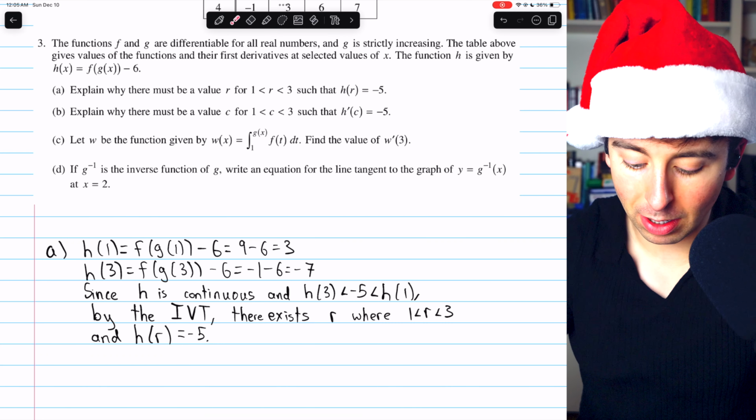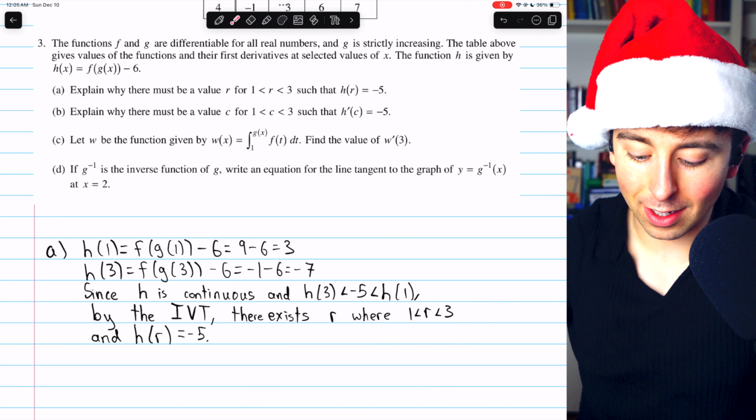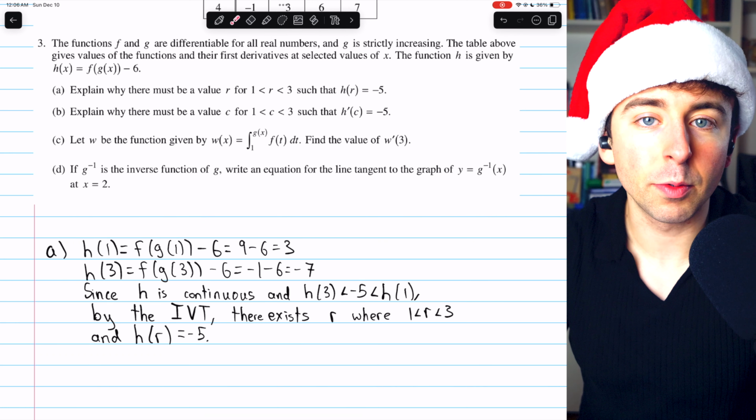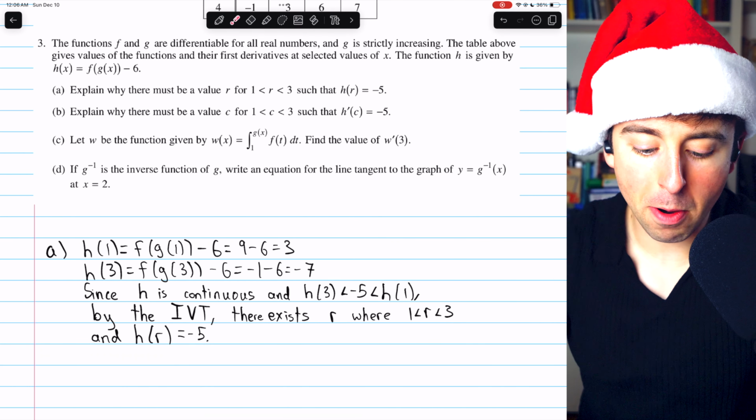The function h must have passed -5 at some point because between 1 and 3 it is less than -5 and then it becomes greater than -5. So it must have passed -5 at some number r between 1 and 3. Moving on to part B.